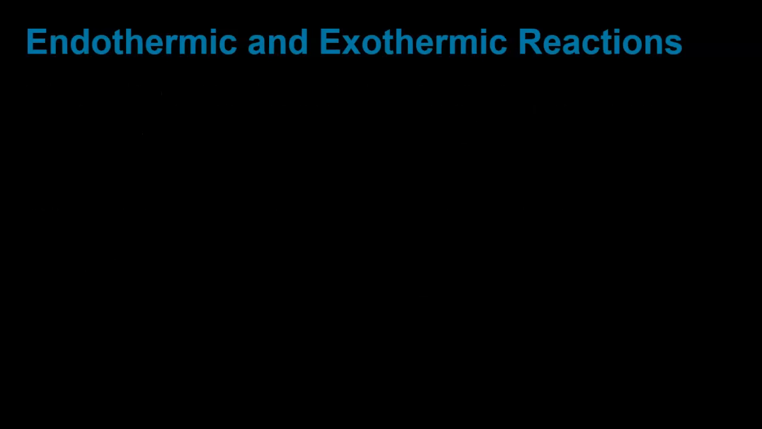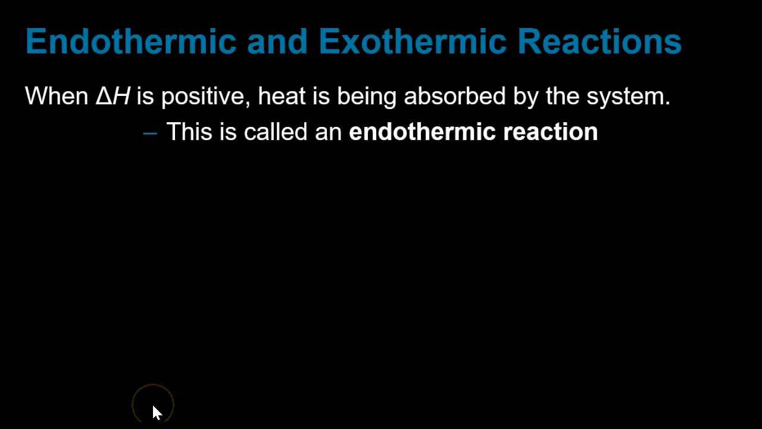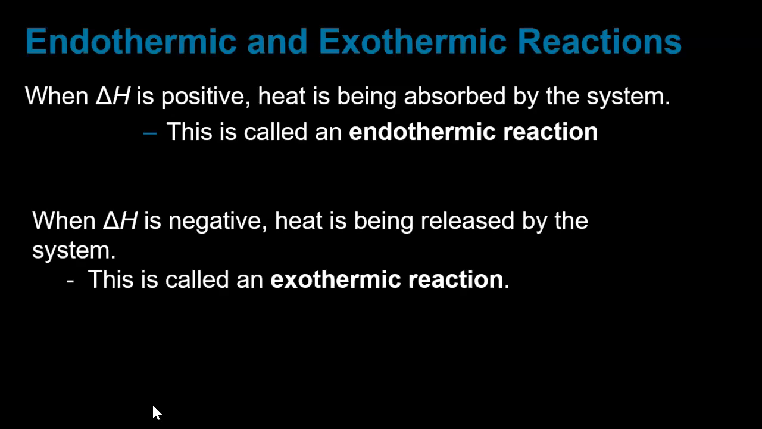Okay, so let's get started on endothermic and exothermic reactions. The very first thing that we're going to look at is what happens when delta H is positive. Remember, delta H is the enthalpy of the system. When delta H is positive, the heat is being absorbed by the system. So our system is gaining heat, being absorbed, positive. That is called an endothermic reaction.